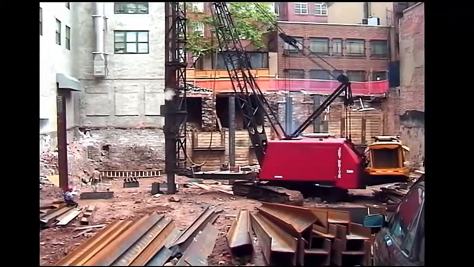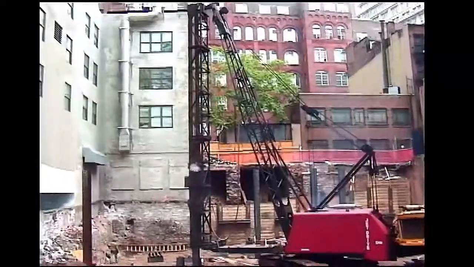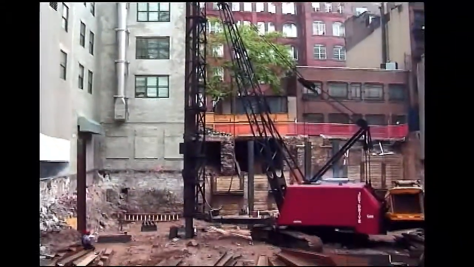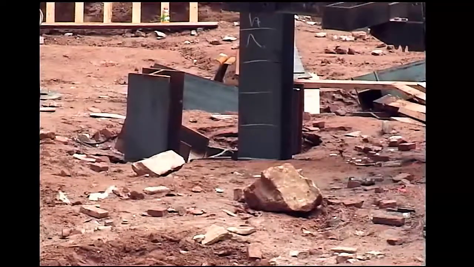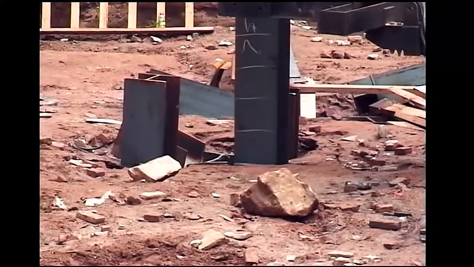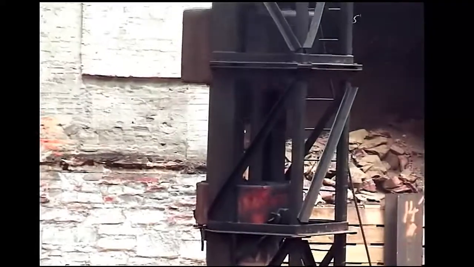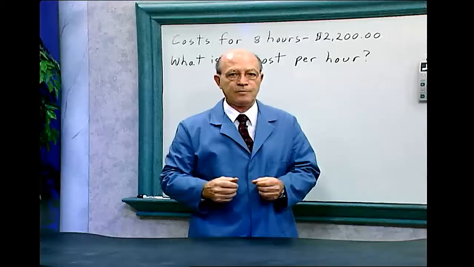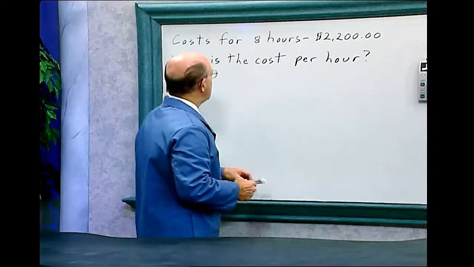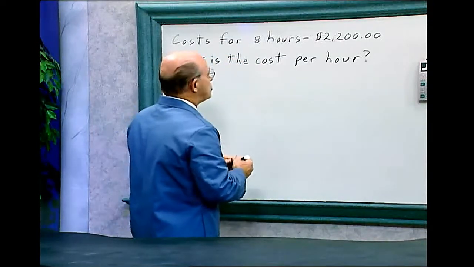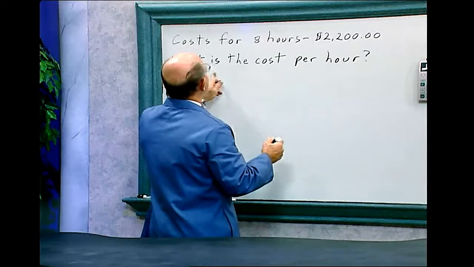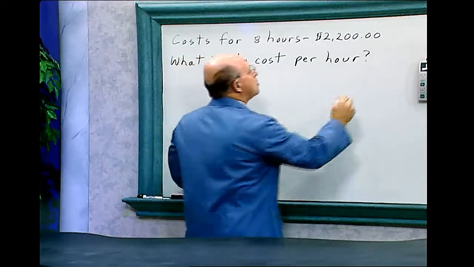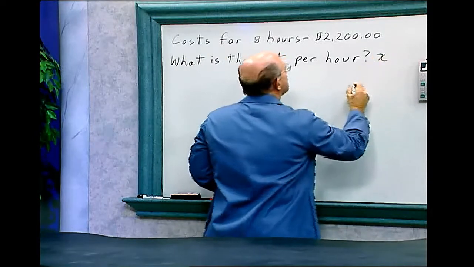This is a pile driver driving I-beams into the ground. If the company charges $2,200 for 8 hours of work for this pile driver, what is the cost per hour? Let's do the math. So the cost for 8 hours is $2,200, and we want to find out what is the cost per hour, 1 hour. So we'll make that x.